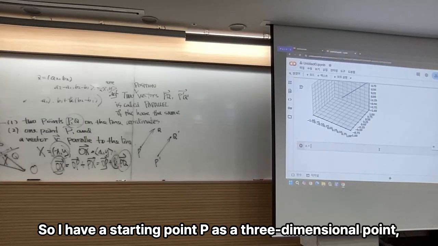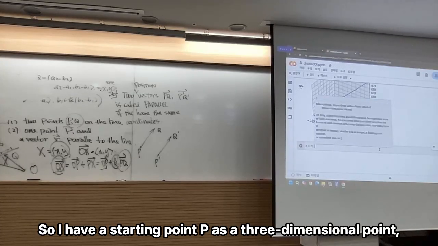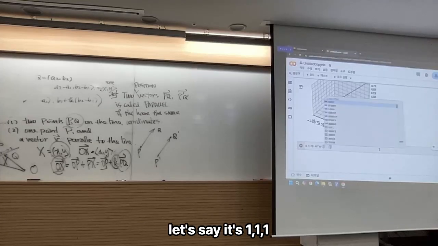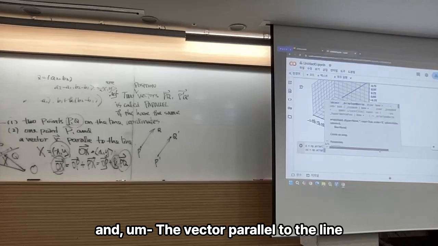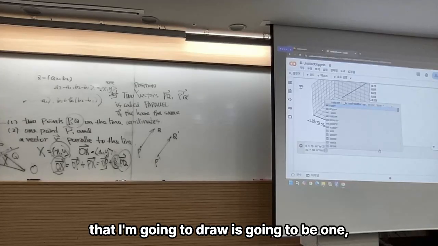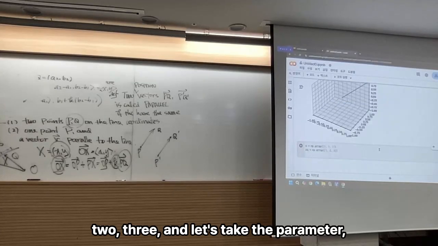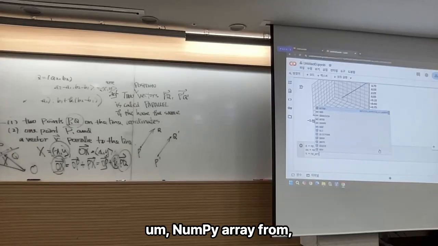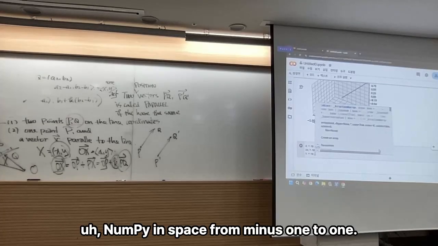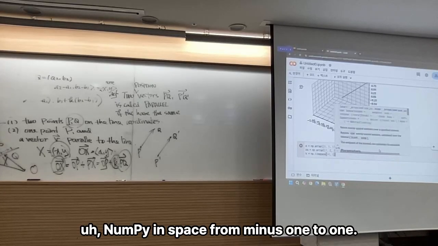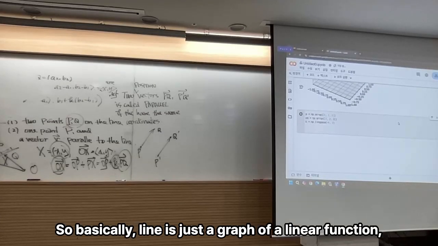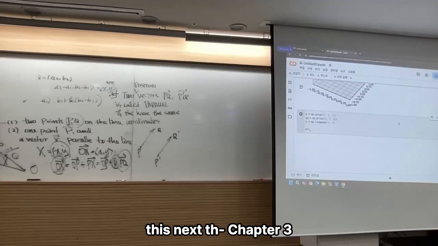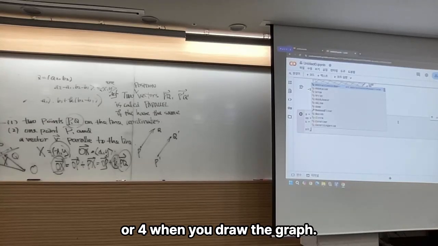So I have a starting point P as a three-dimensional point. Let's say it's 1, 1, 1. And the vector parallel to the line that I'm going to draw is going to be 1, 2, 3. And let's take the parameter numpy array from numpy linspace from -1 to 1. Let's draw the line. So basically, line is just a graph of a linear function, and we're gonna talk about this next chapter 3 or 4 when you draw the graph.